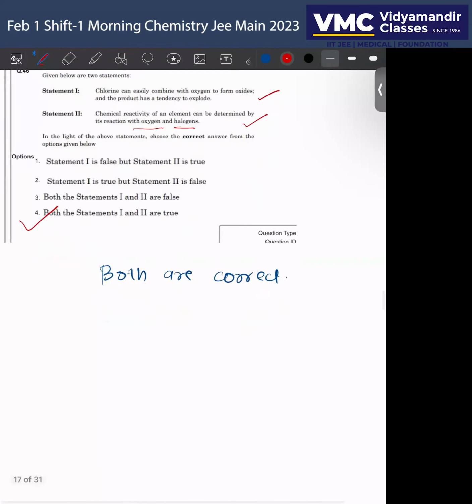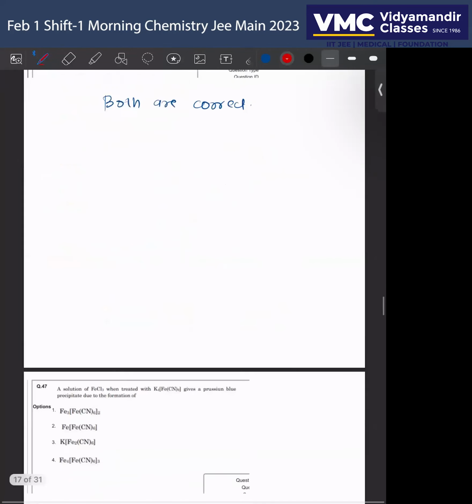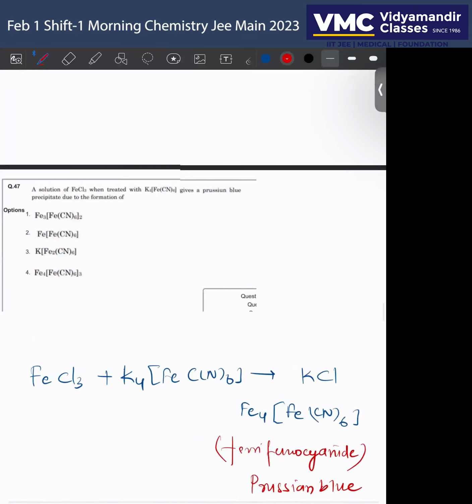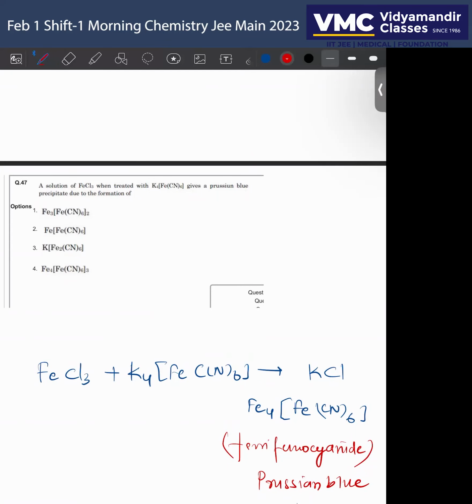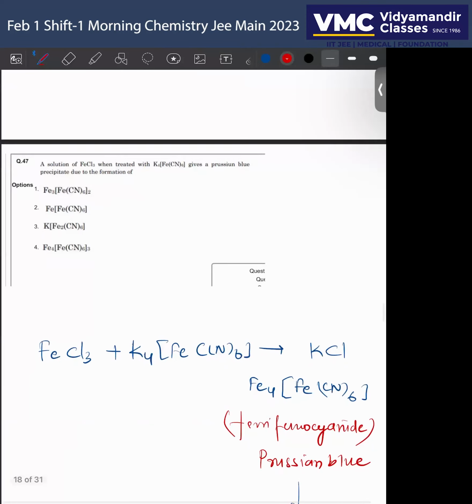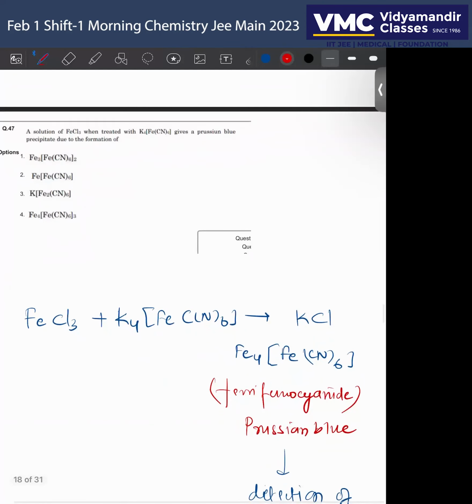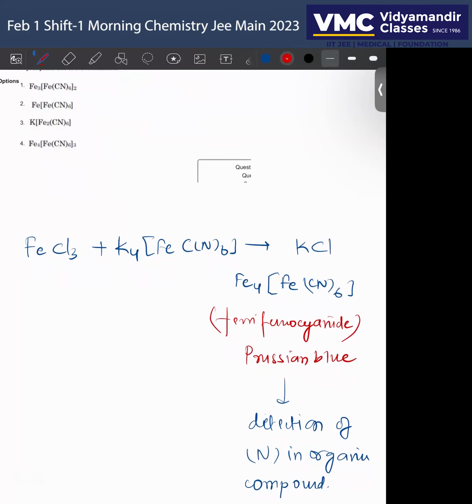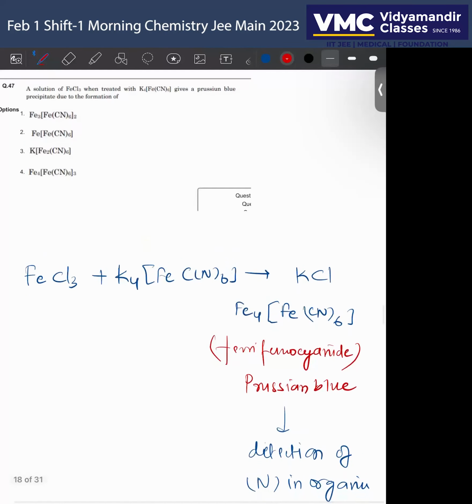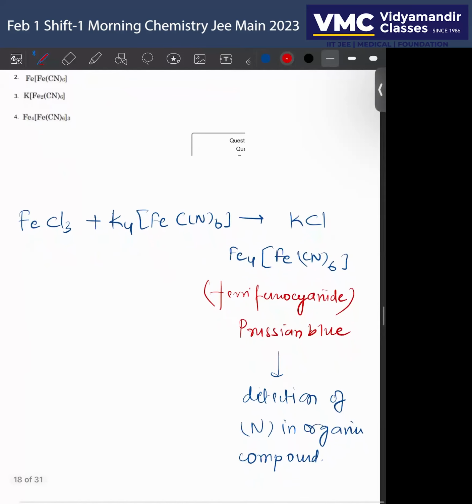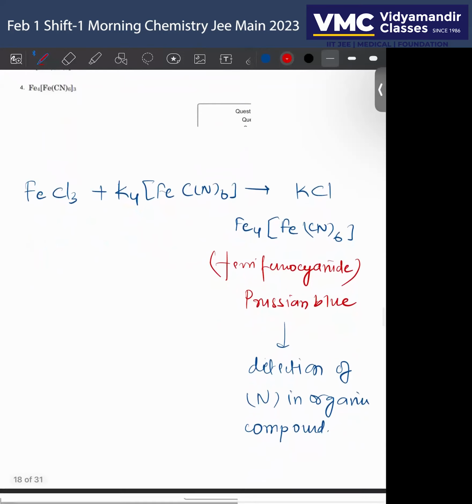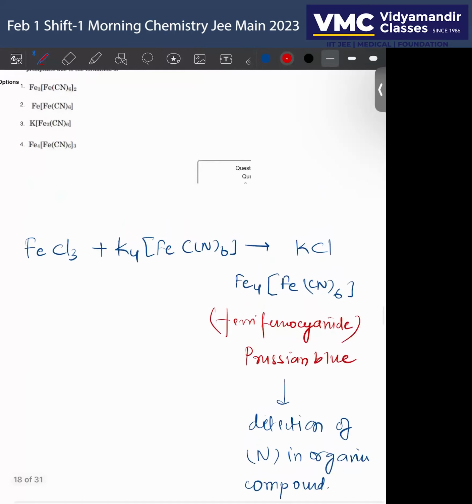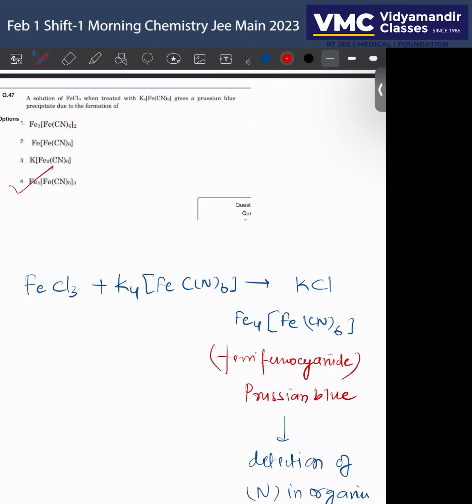Okay. Next, moving on to question number 47. A solution of ferric chloride when treated with K4FeCN6 gives a Persian blue color precipitate due to formation of. The reaction is written below. Because of the formation of ferrocyanide, the Persian blue color is being shown here, and this ferrocyanide is used for detection of nitrogen in organic compounds, and hence option number 4 matches the same. So option number 4 is the correct answer for question number 47.